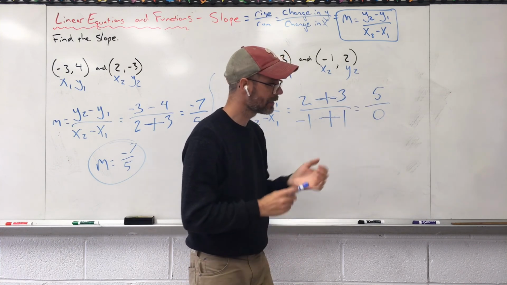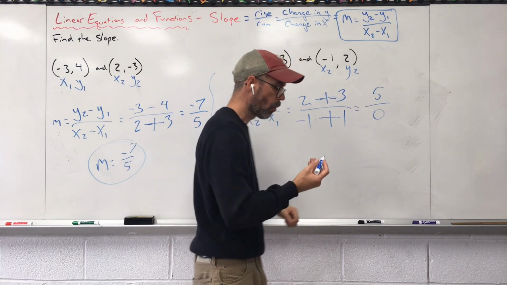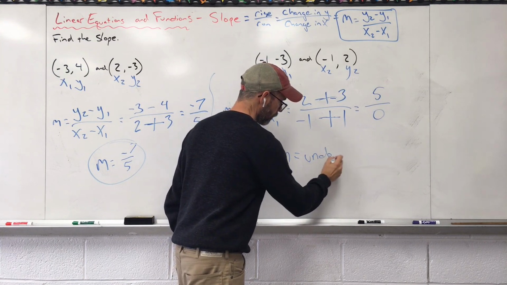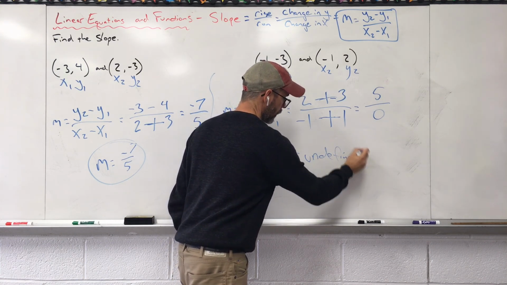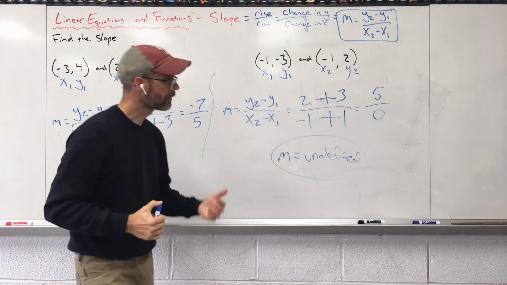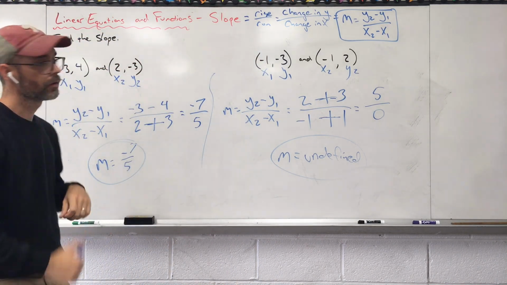So whenever you divide by 0, it doesn't work. What we say though, you still need an answer. We then say that slope is undefined, and that's finding slope given two coordinates.